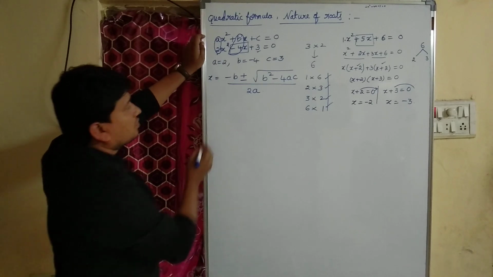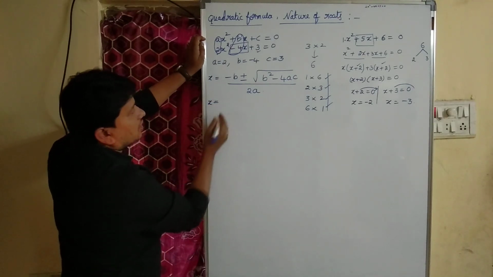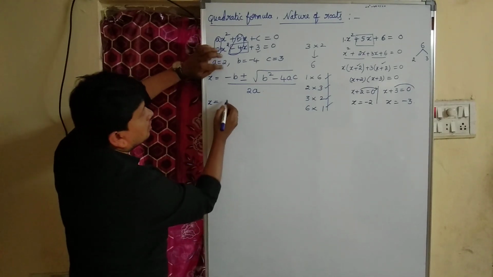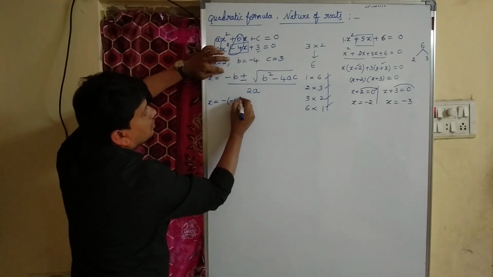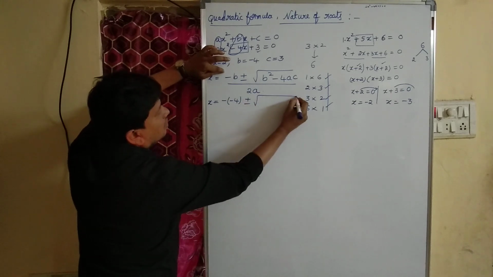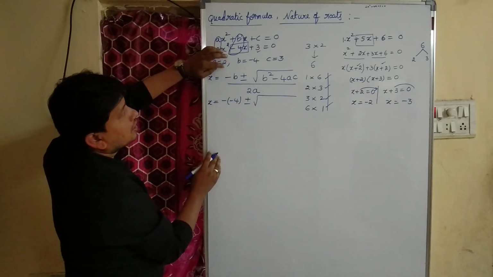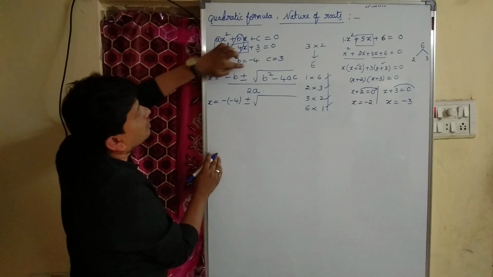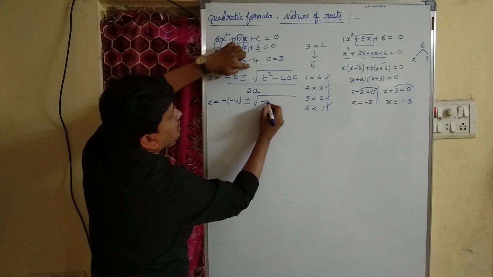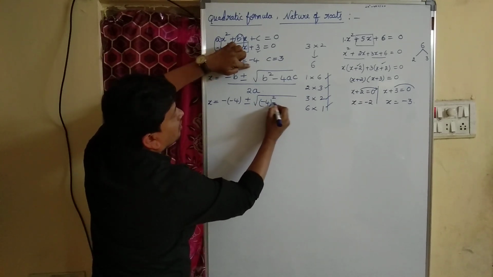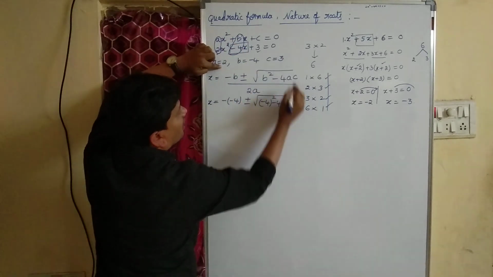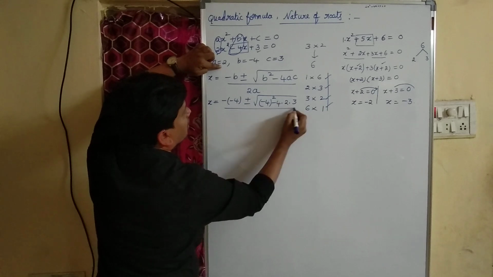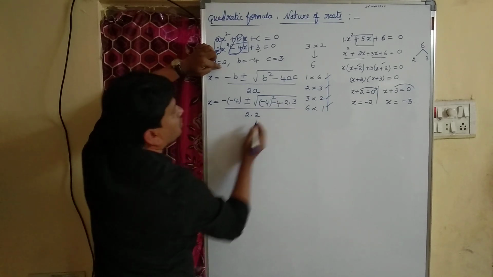Okay? Now x equal to, let us substitute: minus, as the value of b is -4, plus or minus root over b square. The b value is -4, whole square, minus 4 into a value 2 and c value 3, divided by 2 into 2.